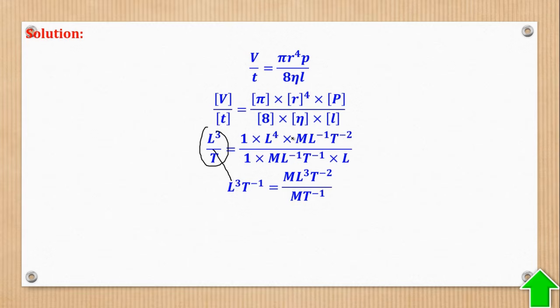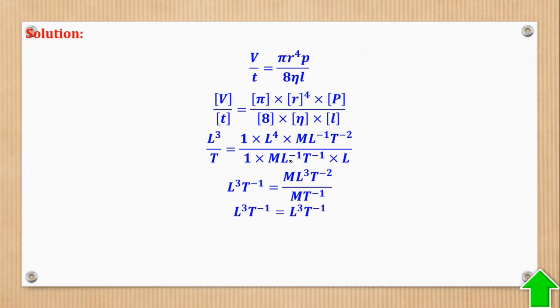Then the one up, there is 1m. Then this L to the power 4 and L to the power negative 1, 4 minus 1 is 3, that's why there is L cubed. Then this is T to the power negative 2. Then for the denominator, there is m. This and this cancels because L to the power negative 1 and L to the power 1, 1 minus 1 is 0. That is why there is no L here. Then T is to the power negative 1.